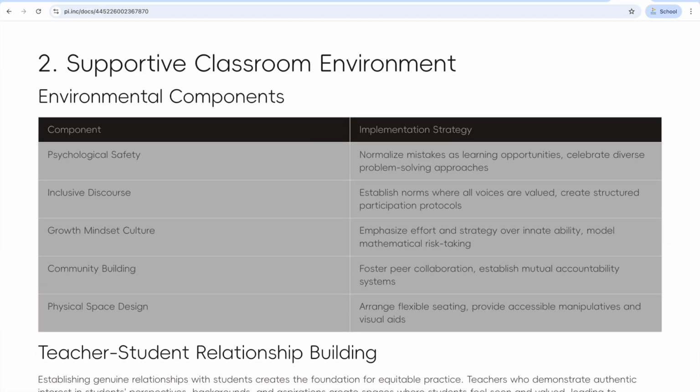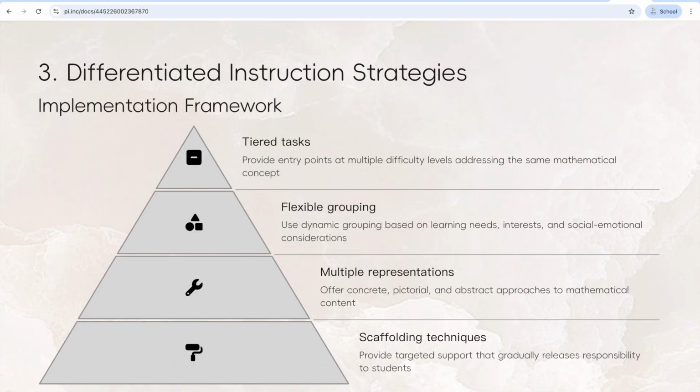One important equitable practice I implemented was establishing a supportive and inclusive classroom environment where mistakes were viewed as part of the learning process. I consistently encouraged students to explain their thinking, even when their answers were incorrect. This helped students feel safer participating in class discussions and reduced the fear of making mistakes. Over time, I noticed that more students were willing to share their strategies and ask questions confidently.